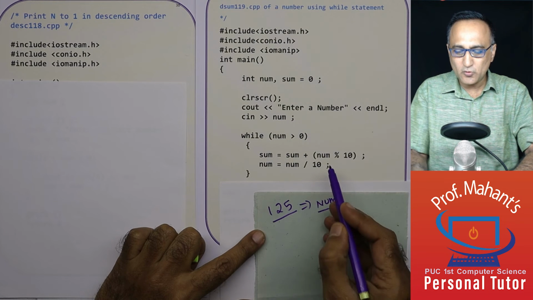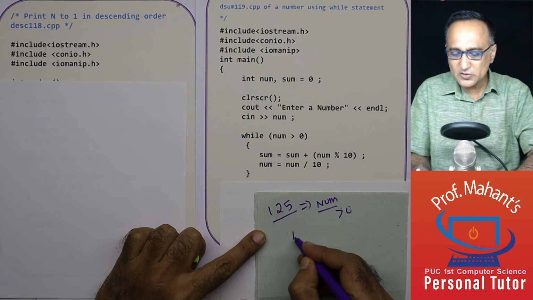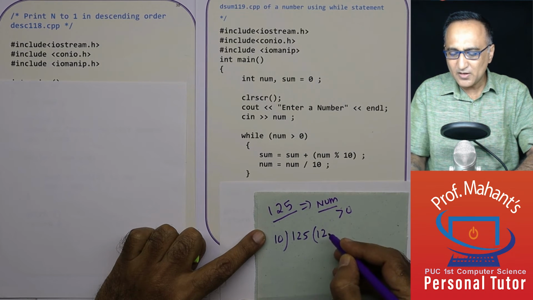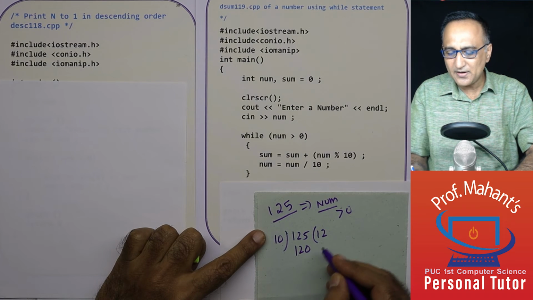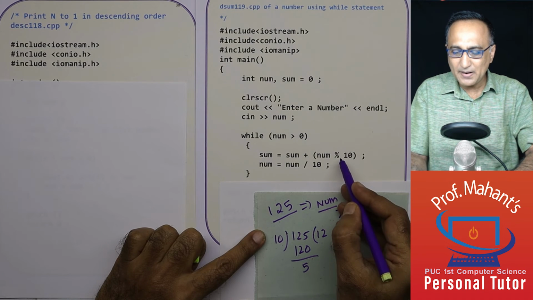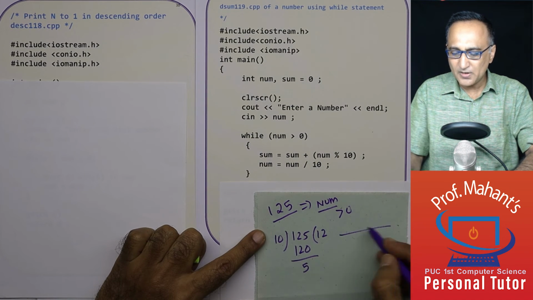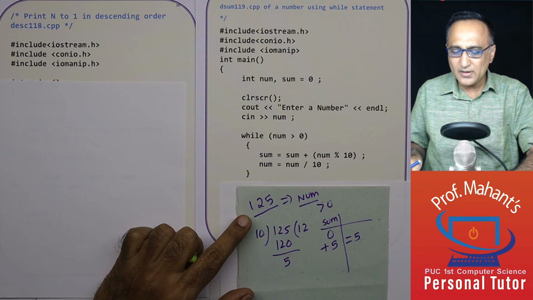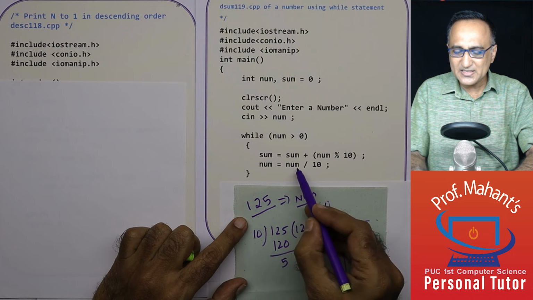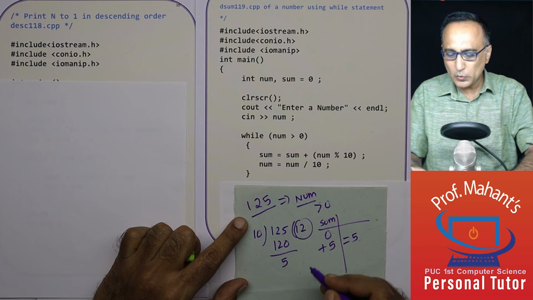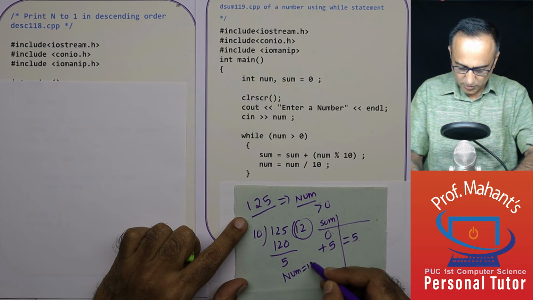So sum is 0, number mod 10. Let us take this 125. If I divide it by 10, the quotient is 12 and the remainder is 5. So what I am doing is adding this 5 to sum, which is 0. Sum initially happens to be 0. 0 plus 5, so the new value of sum is 5. Now let's see what we are going to do next. Number is number divided by 10. Division gives you the quotient. So the new value of number is now just 12. So number is now equal to 12.